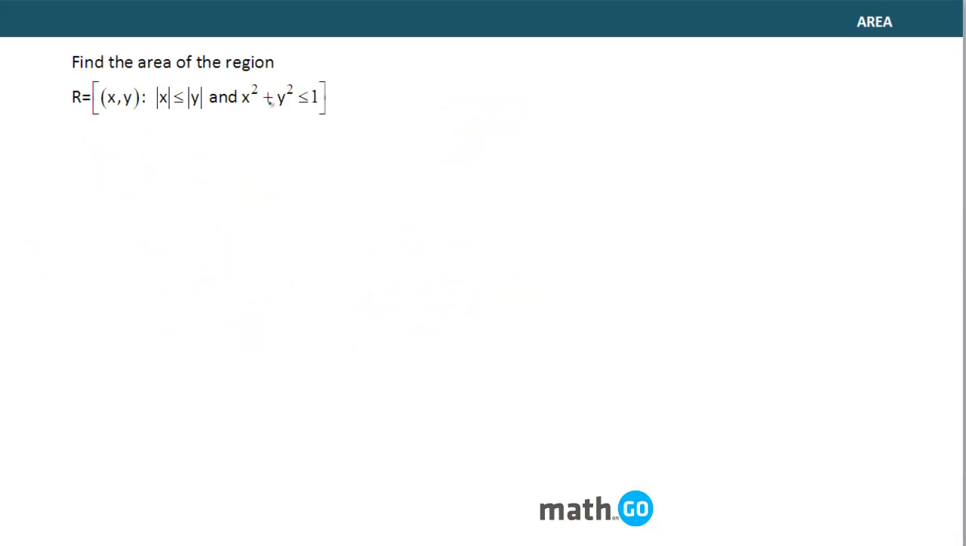Now let's say questions where inequalities are involved. So for example, you need to find the area of the intersection of these two curves here. The first curve is mod x less than or equal to mod y. The trick here is to forget about the inequality part. Let's first of all try and figure out what the mod x equal to mod y curve is. Can you tell me what these curves are?